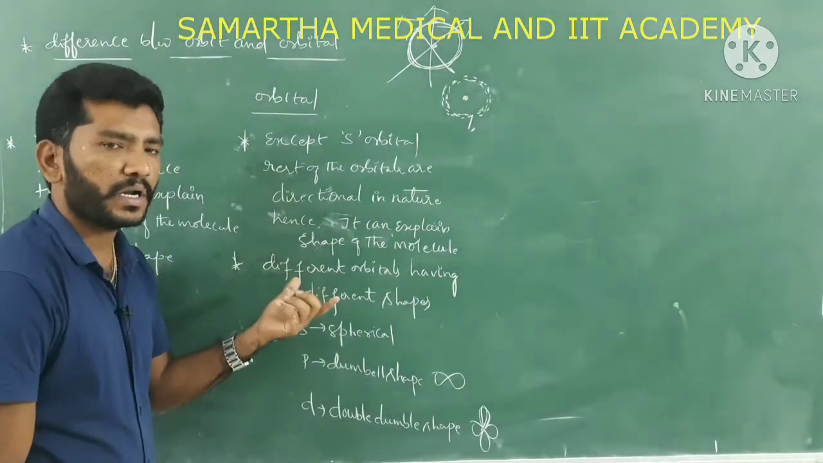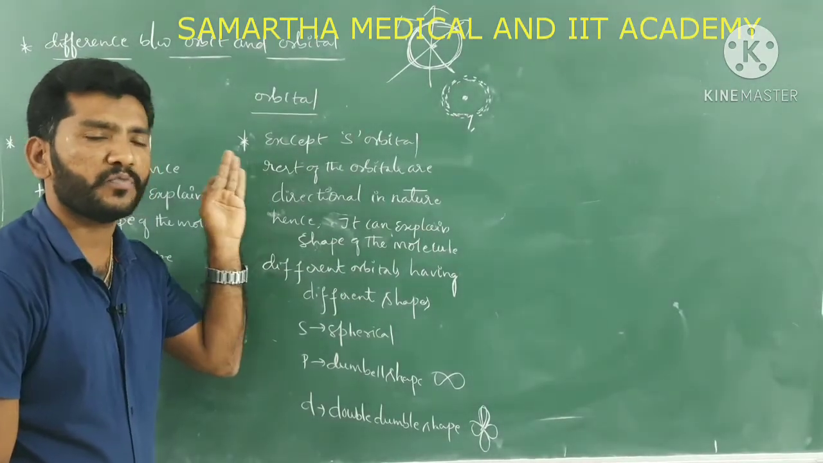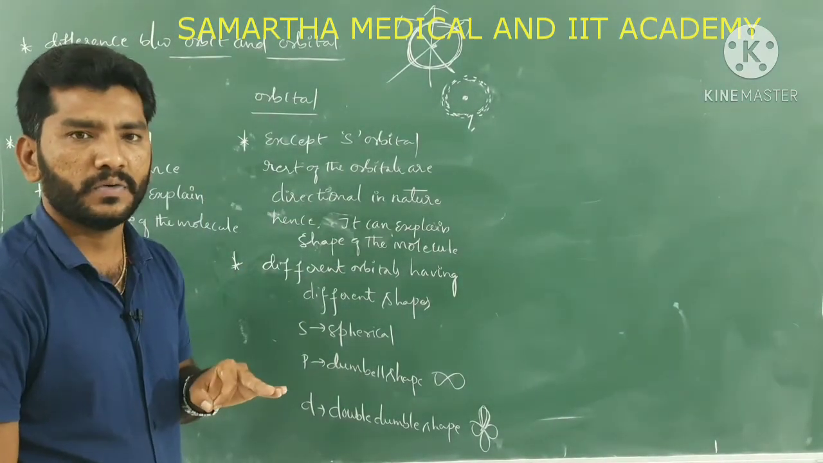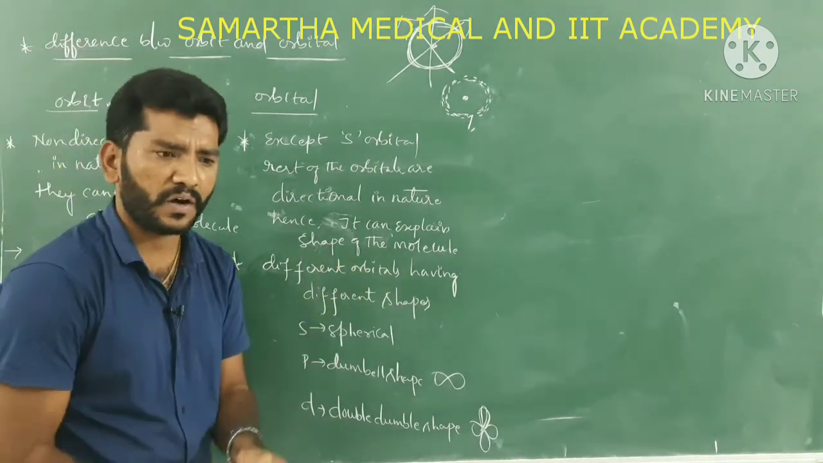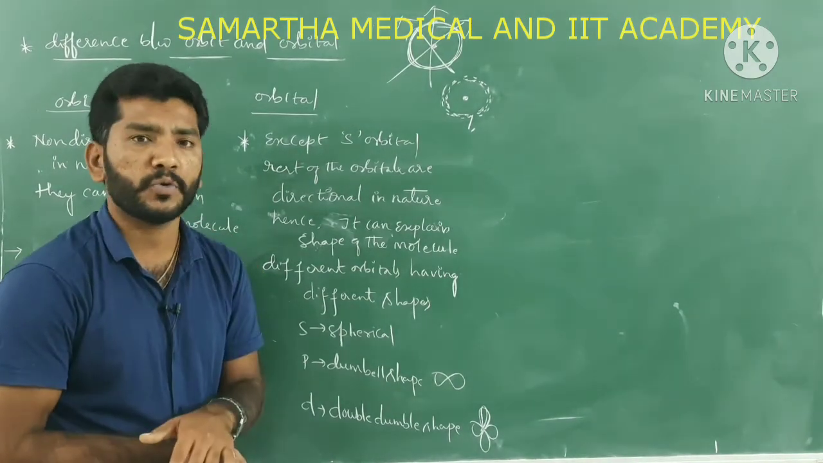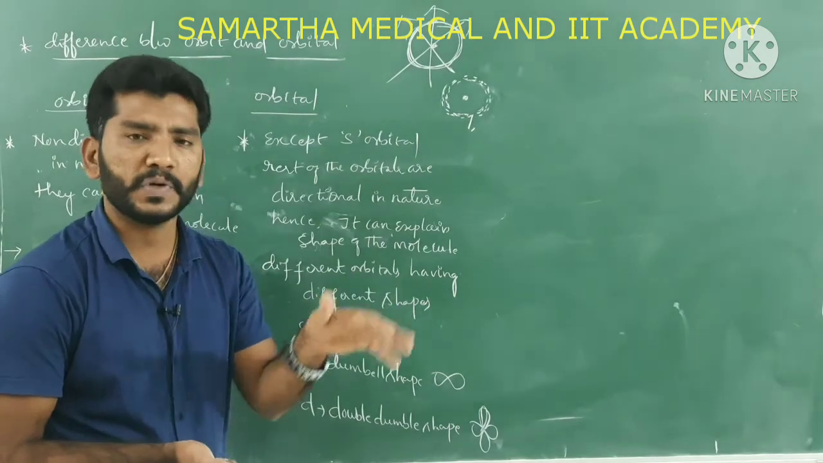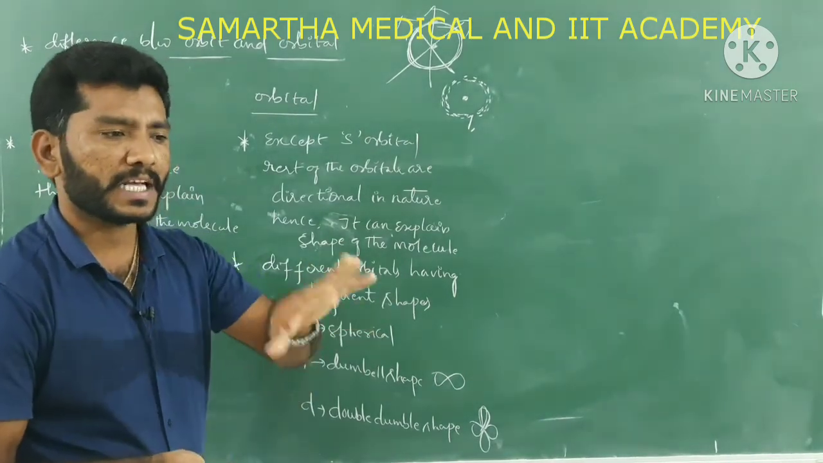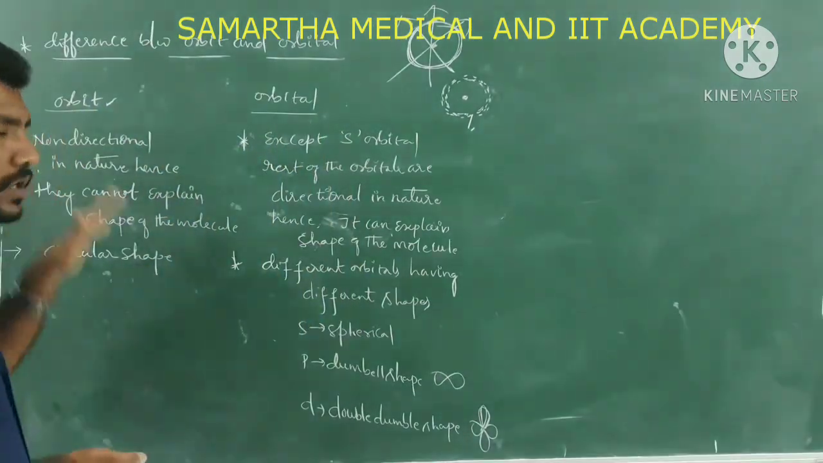Okay, very much important guys here. Without orbital we could not have the shape of particular molecules. I just told you that we are going to have a number of molecules in our chemistry. Those molecules have different shapes. That shape can be explained based on the orbital concept, but not on the orbit concept, guys.